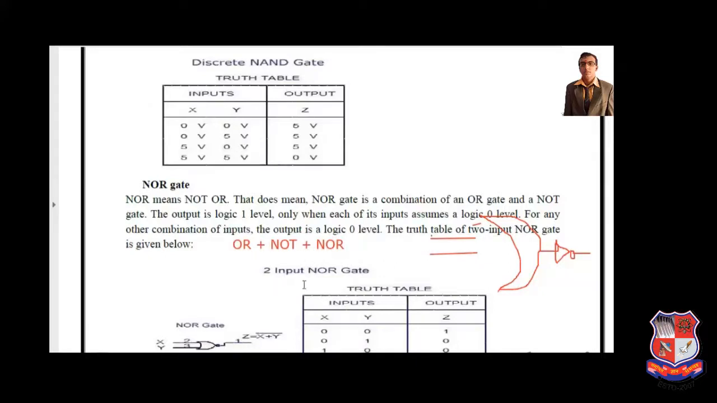So it is the combination of OR plus NOT. Here 0 0 applied, then output is 1. 0 1 applied, output is 0. 1 0 applied, output is 0. 1 1 applied, output is also 0.